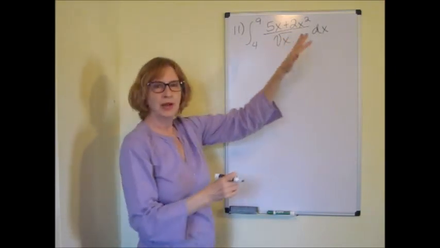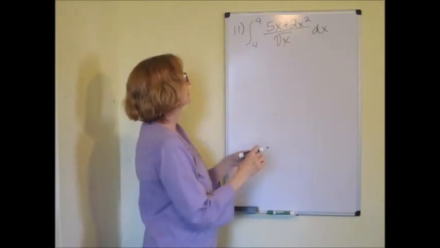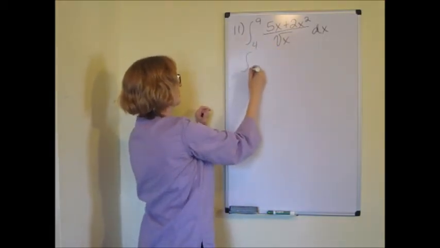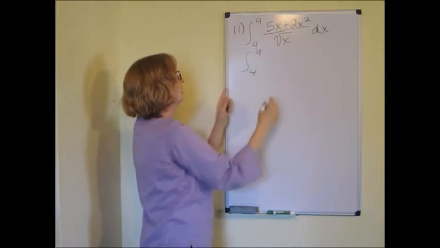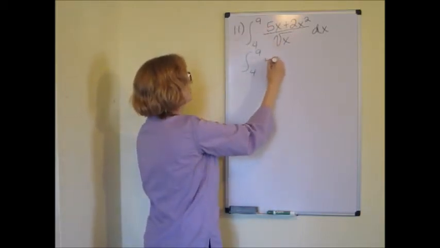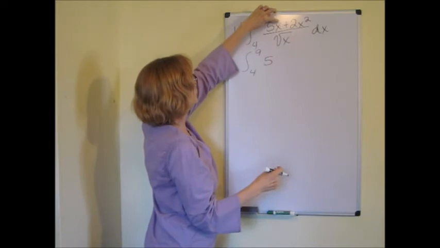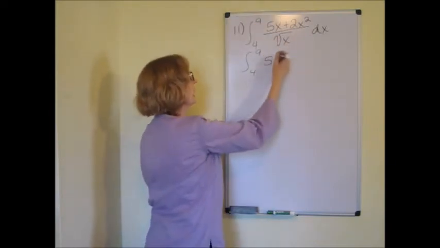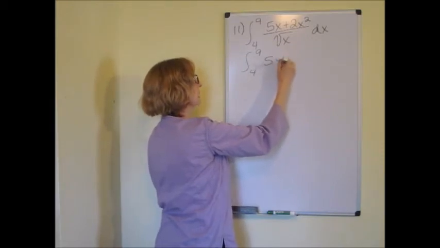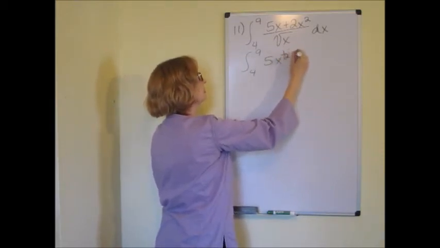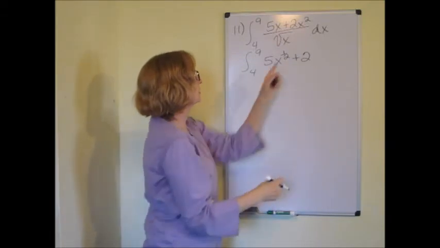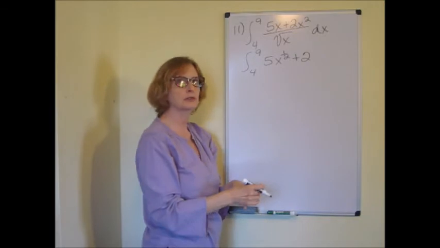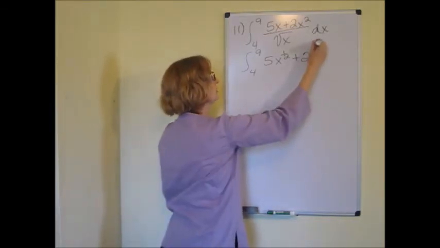Remember, the square root of x is x to the 1/2 power. So let's go ahead and see if we can subtract those exponents. So I'm taking my integral from 4 to 9. This is a 5. That's going to be x to the 1 power over x to the 1/2. And 1 minus 1/2 is 1/2. So that'll be x to the 1/2 plus 2. And when I subtract here, I've got x squared over x to the 1/2. So 2 minus 1/2 is 3/2.